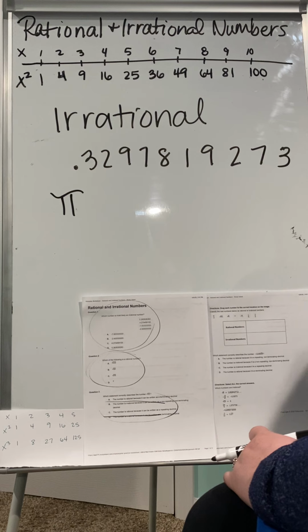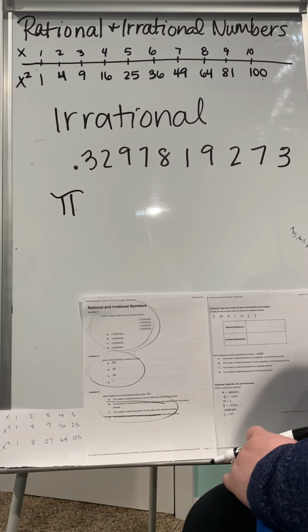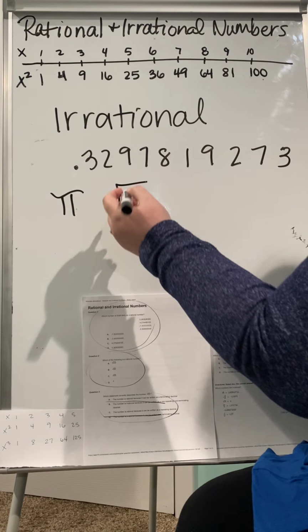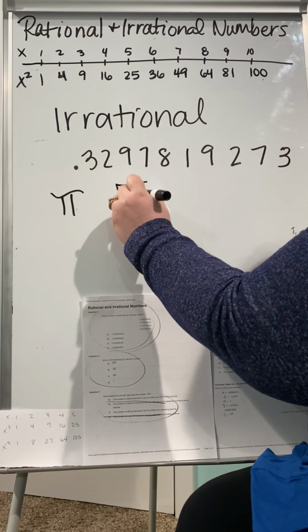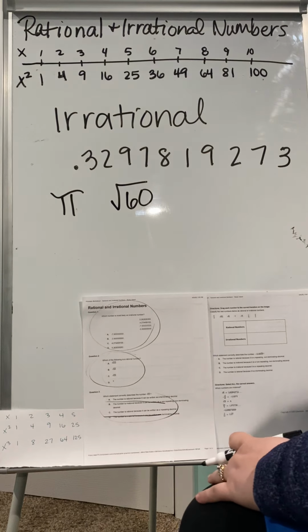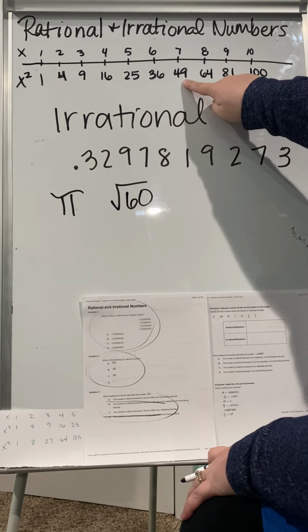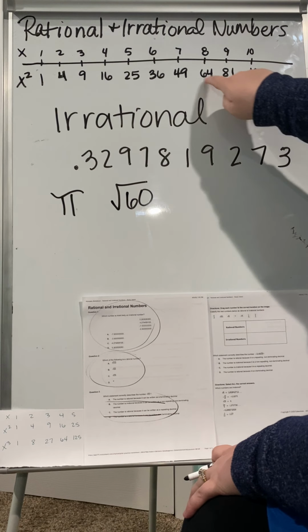All right, last type of numbers I want to talk to you about is when we see square roots of a number that is not a perfect square. For example, if I look up on my perfect square number line, the number 60 is not on there. It's in between these two.